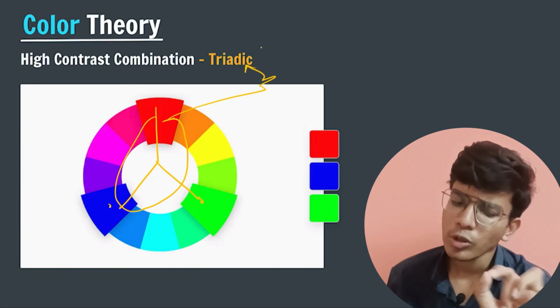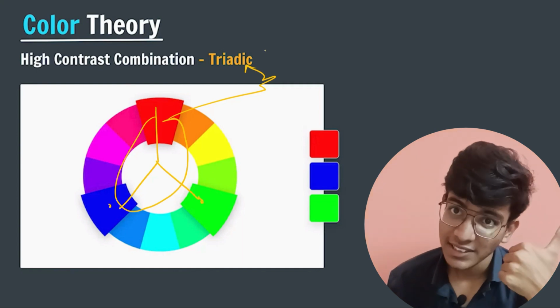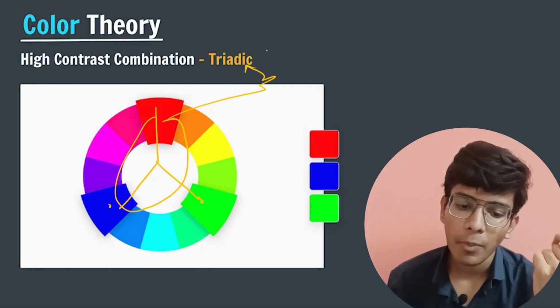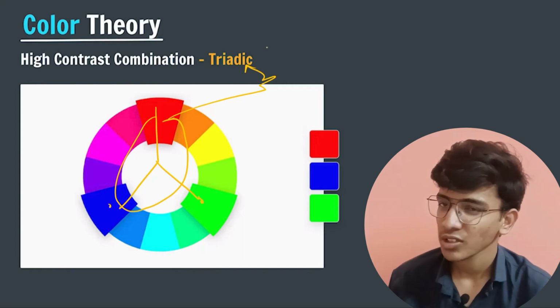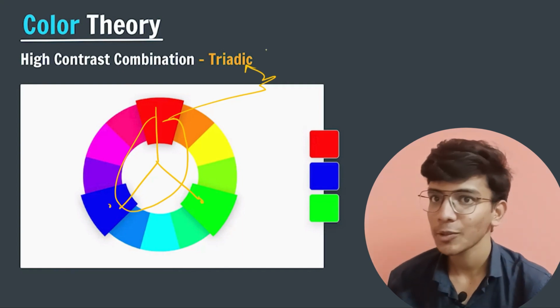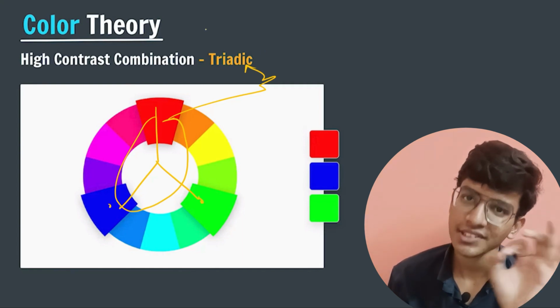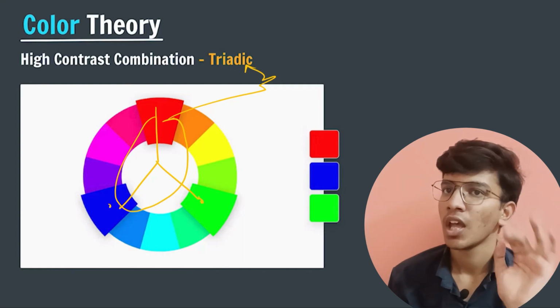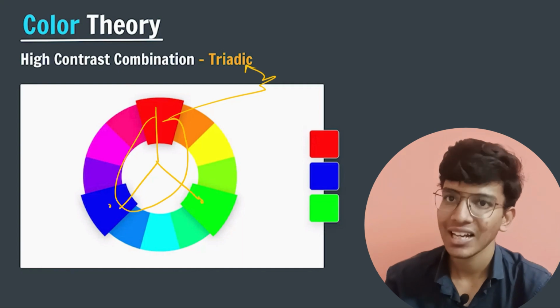Now where we use triadic colors is e-commerce websites. The best example is e-commerce websites like Flipkart, Amazon, Zepto, Swiggy, Blinkit; all these platforms use triadic colors. Okay, basically e-commerce shopping platforms. I hope you are clear with the color system, color theory.